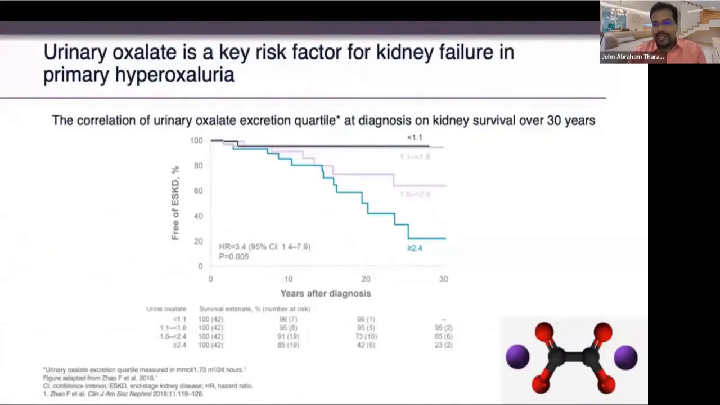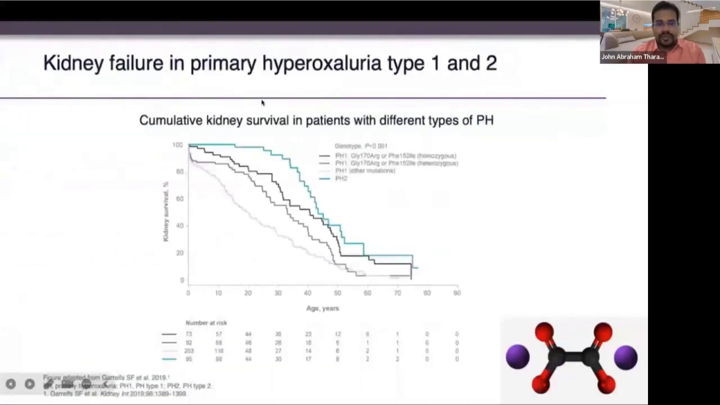Urinary oxalate is a key risk factor for kidney failure in primary hyperoxaluria. So this is a graph showing the correlation of urinary oxalate excretion quartile at diagnosis on kidney survival over 30 years. The highest quartile of plasma oxalate has the highest risk of end-stage kidney disease. So the more the urinary oxalate, that is, if it is more than 2.4, you can see the end-stage kidney disease is high. Kidney failure in primary hyperoxaluria, type 1 and type 2.